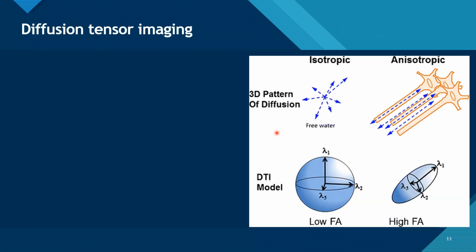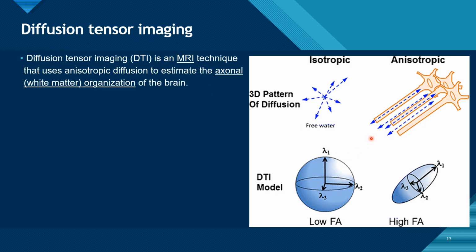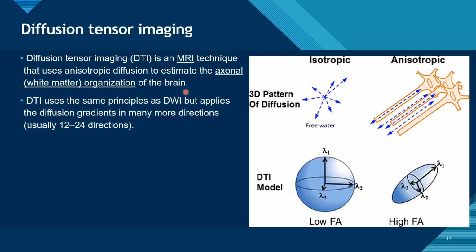Let's come to our last part of this presentation, which is the diffusion tensor image. As we mentioned in the beginning of this lecture, we have an isotropic diffusion, which can be facilitated or restricted, and we have anisotropic diffusion. The diffusion tensor imaging is an MRI technique that utilizes the anisotropic diffusion present within axonal tissues or white matter of the brain to delineate the normal fiber tracts.